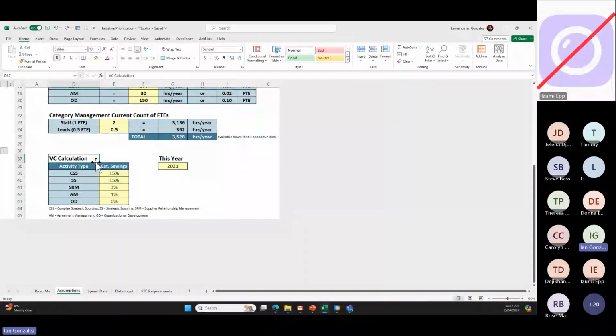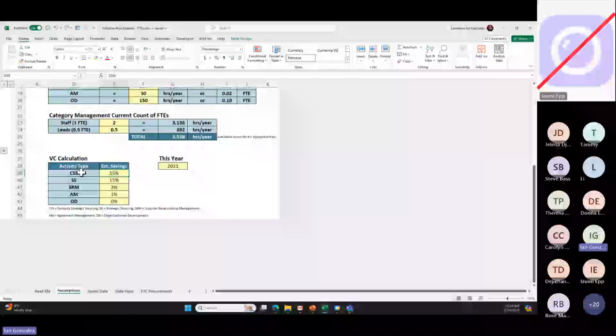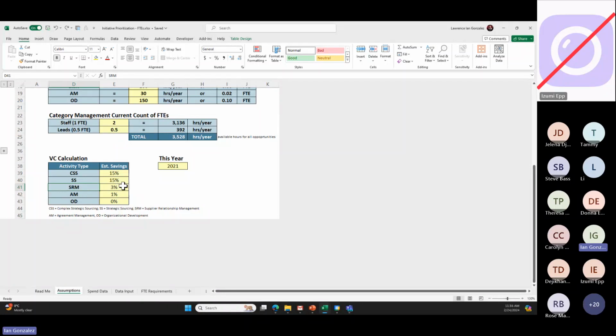In other words, how much savings or cost avoidances or efficiencies are you going to get? So naturally, complex strategic sourcing and strategic sourcing events should yield the highest savings. What's the point of doing something if there's zero savings, right? So you put just an estimate. It doesn't matter if it's correct or not. It's only used for ranking. Supplier relationship management will yield 3%. I think it should be higher, but this is just sample. Agreement management 1%, and organizational development 0. It's not going to give you any savings at all.